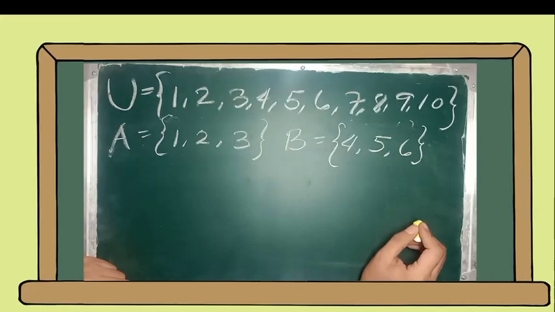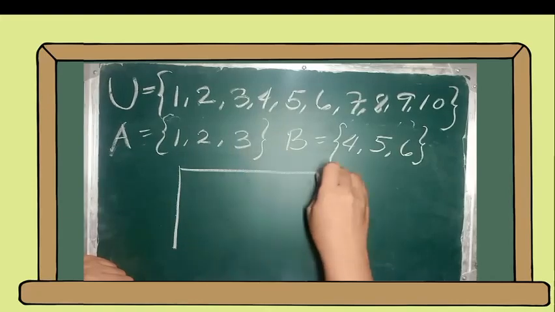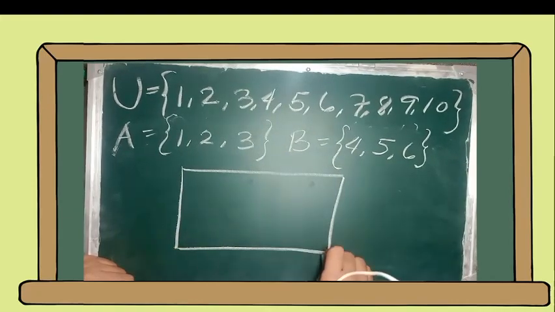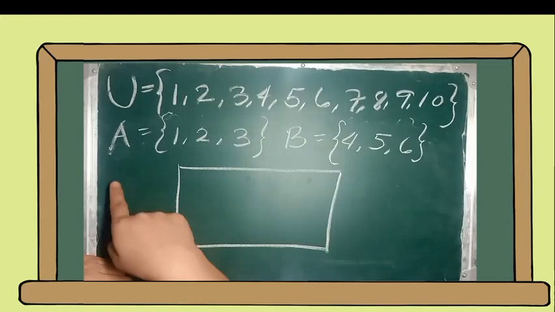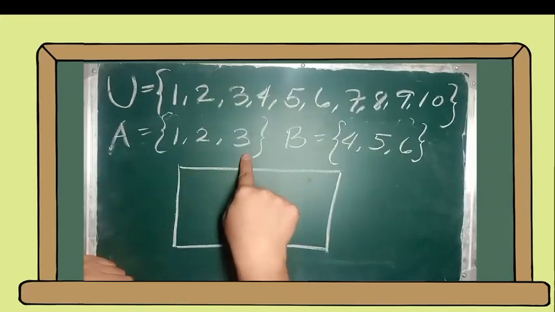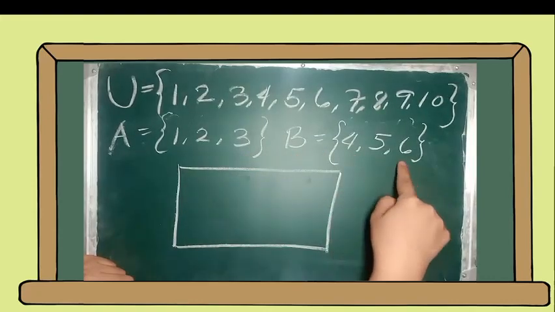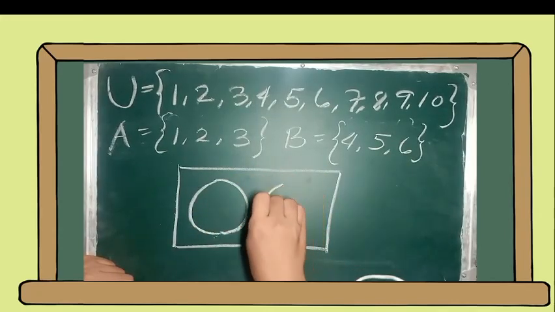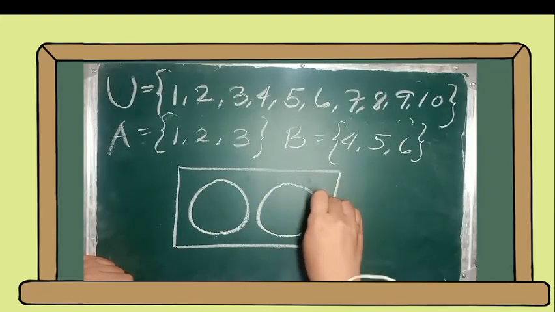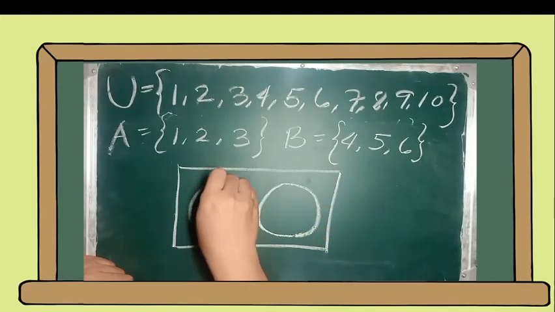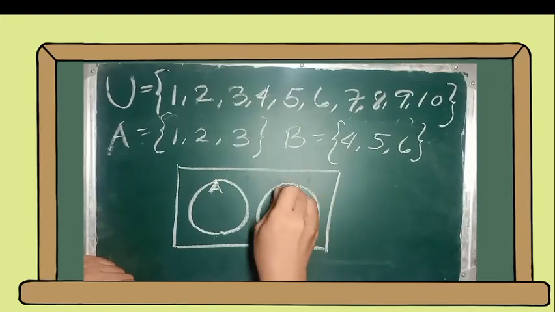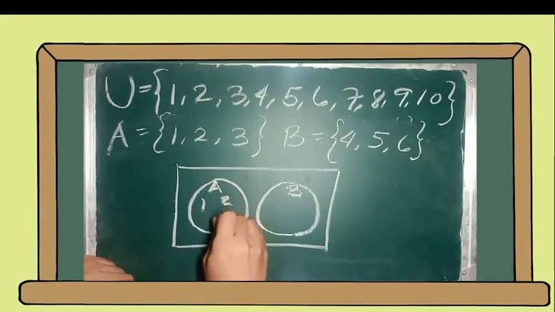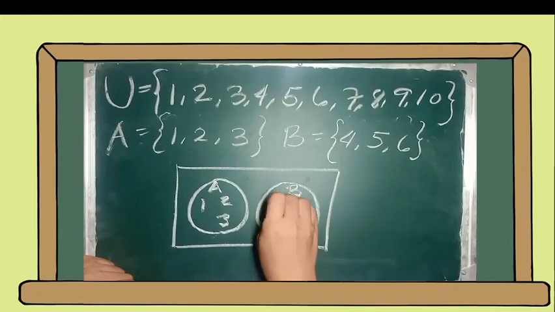So, paano sa Venn diagram ang sets? Sets ay represented ng mga shapes sa loob ng universal set. If you have set A with elements 1, 2, 3 and set B with elements 4, 5, 6, gagawa tayo ng circle sa loob ng universal set. So, set A and set B. 1, 2, 3. And set B, 4, 5, 6.